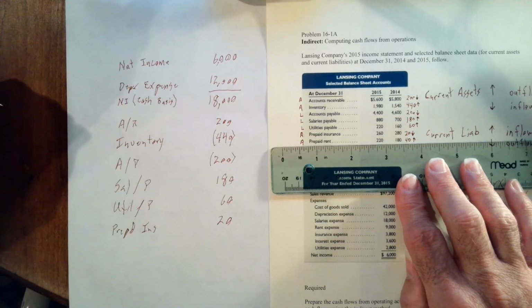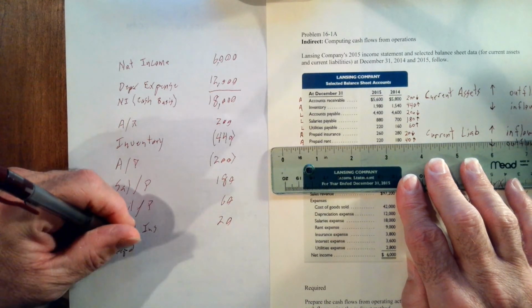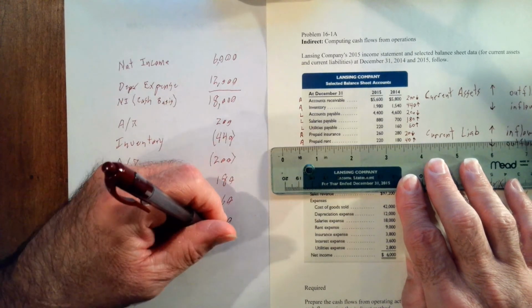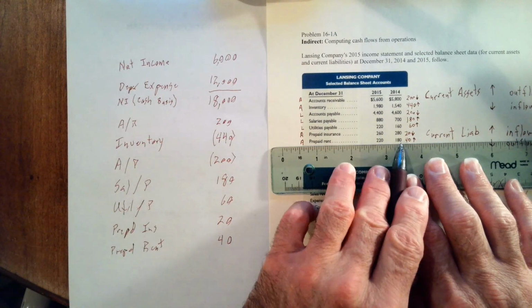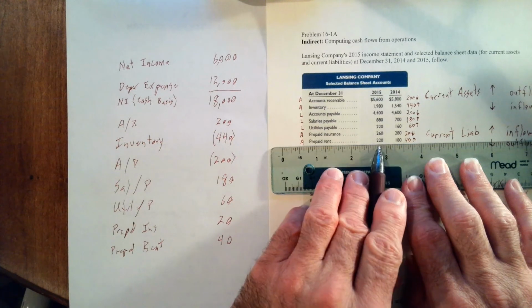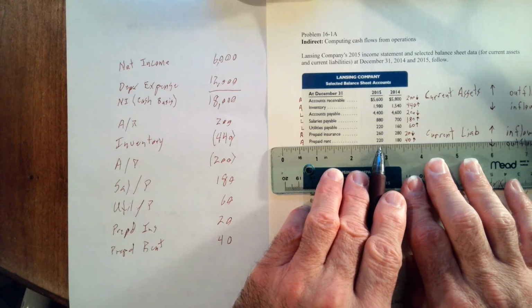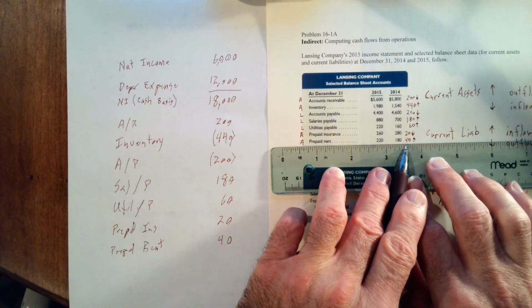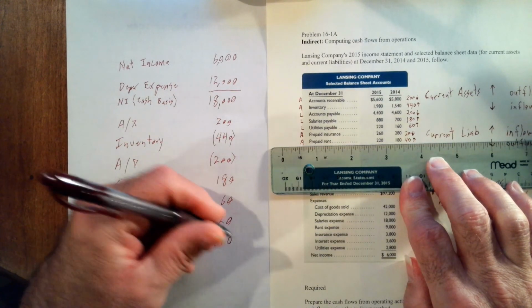And then next I have prepaid rent, sorry. And that went up $40, okay? So if that went up $40, what happened? I had this much, now I have this much. I used to have prepaid rent of $180, now it's $220. That means I paid more for prepaid rent. That means I am out that much more money, $40. So is that a good thing? No, it means that I just spent more money, right? And that is an outflow of cash.